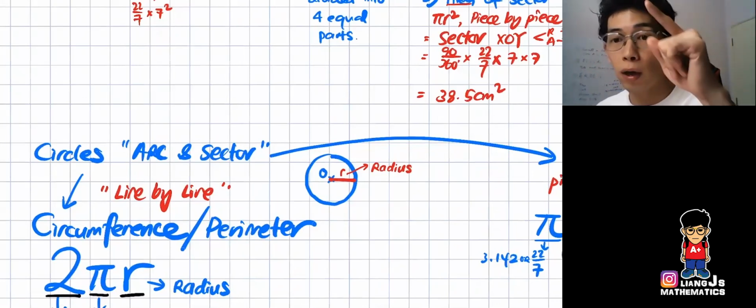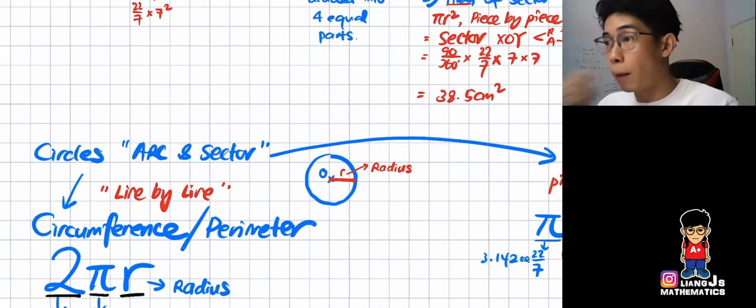Julian, the 14 cm, you okay already or not? You understand that parameter thing already?